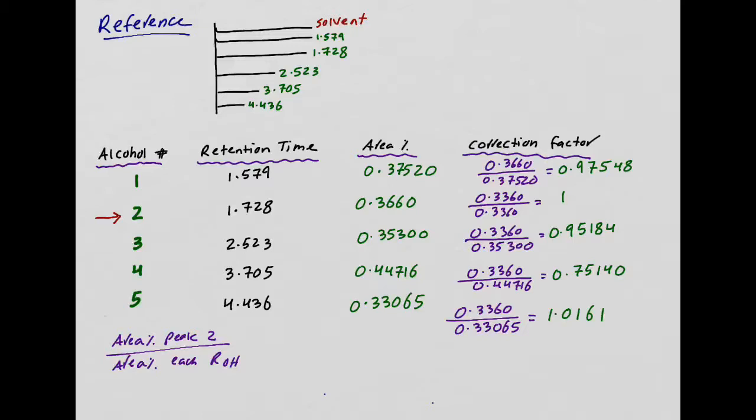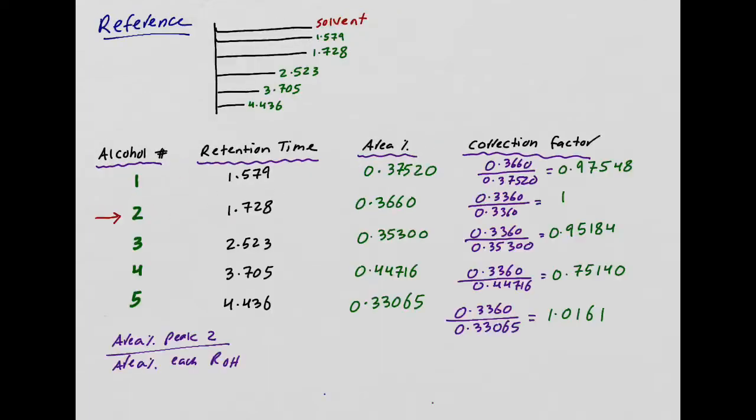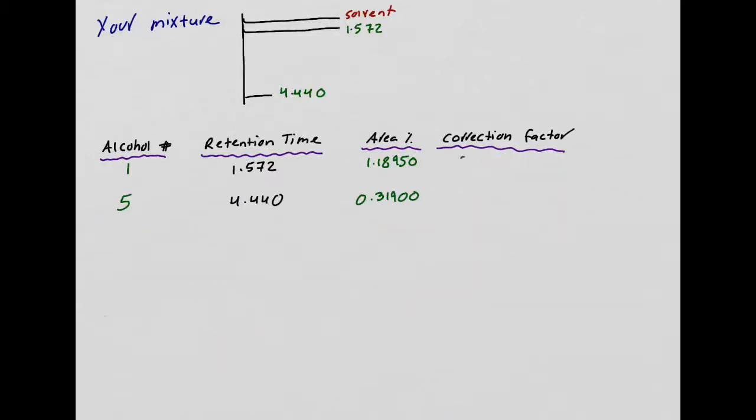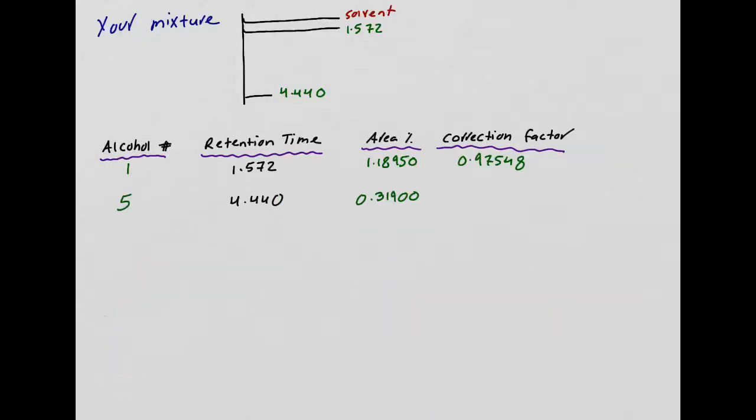We're good so far? Alright, so these are the correction factors that we got. Now let's go to our two alcohols. So we said that we have alcohol 1 and we have alcohol 5. For alcohol 1, the correction factor is 0.97548. And for alcohol 5, the correction factor is 1.0161. So these are the correction factors. We're good so far? Okay.